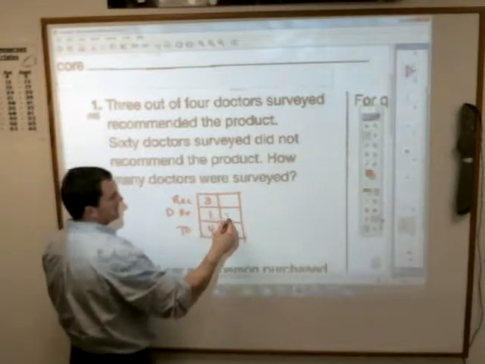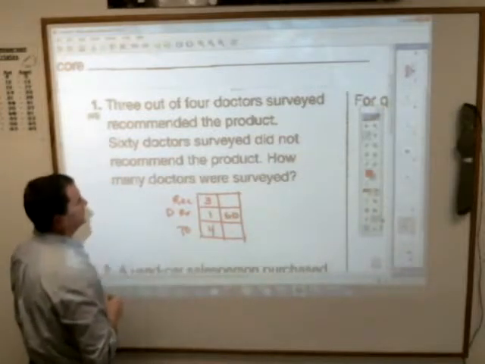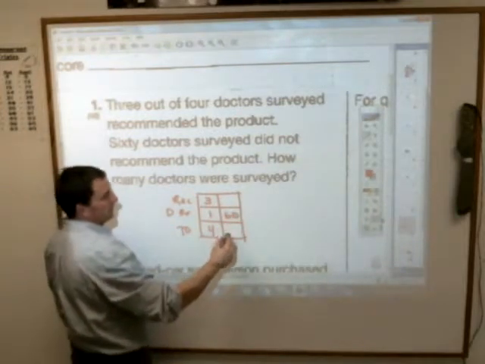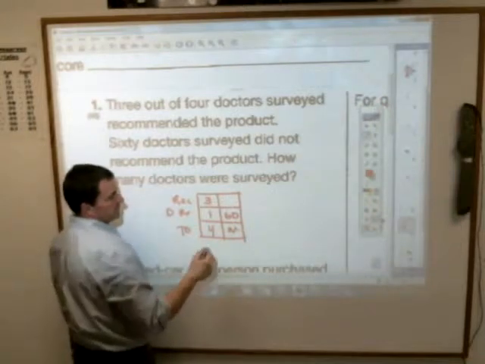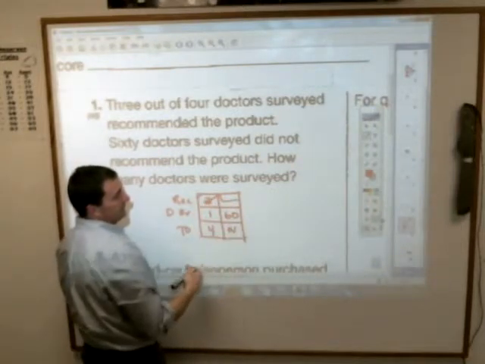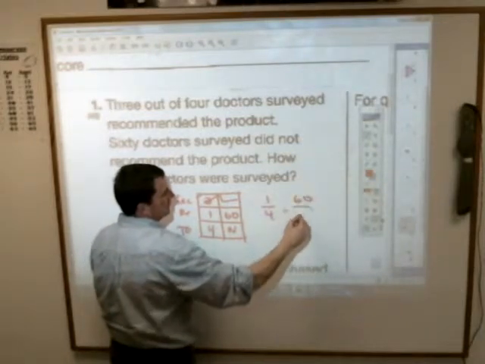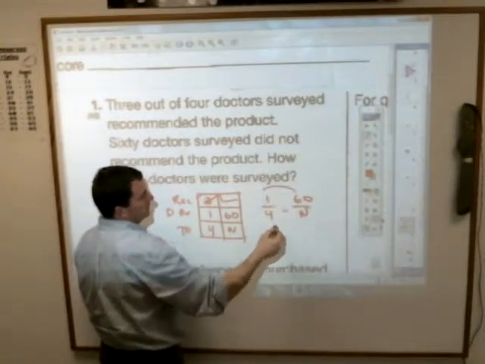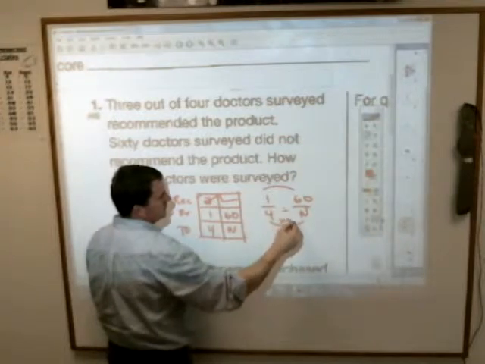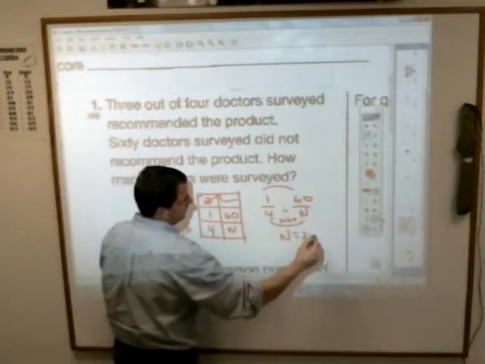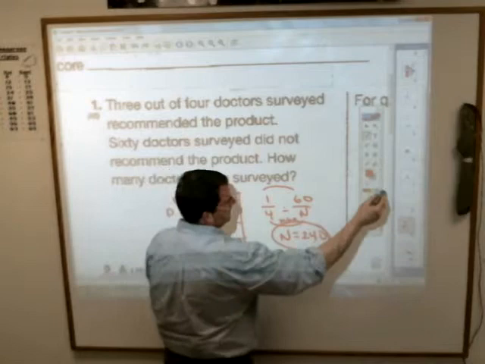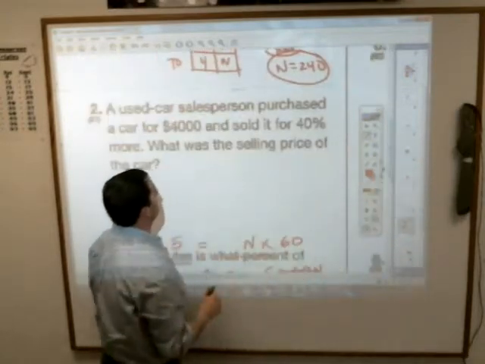So that's what goes here. 60 did not recommend the product. How many doctors were surveyed? So we don't even need this part here right now. We need it at the beginning. So 1 over 4 equals 60 over what number? 4 times 60 is 240, there were 240 doctors. And that's kind of the same for this one here.